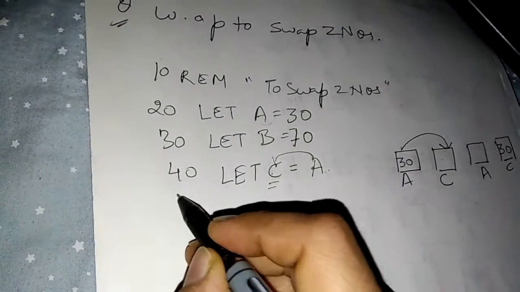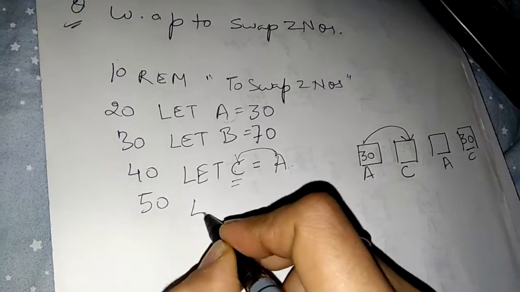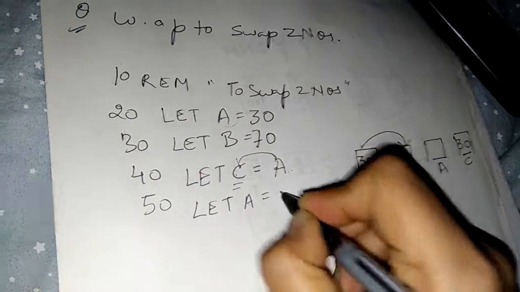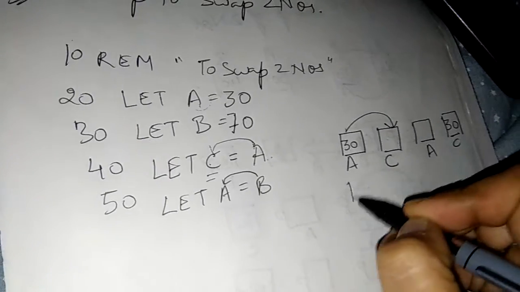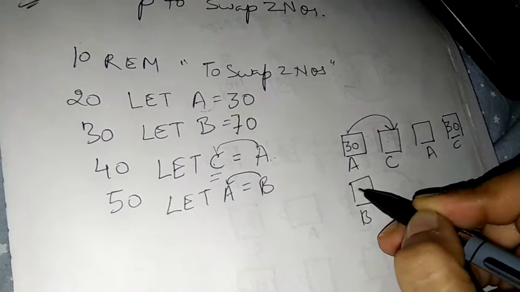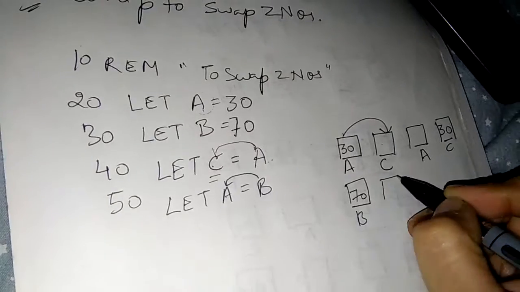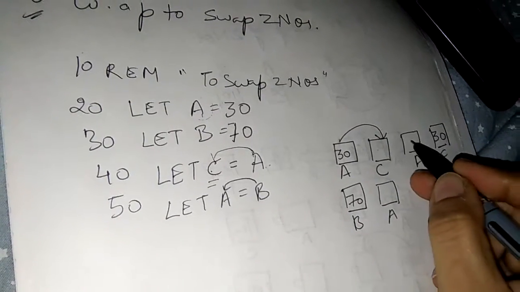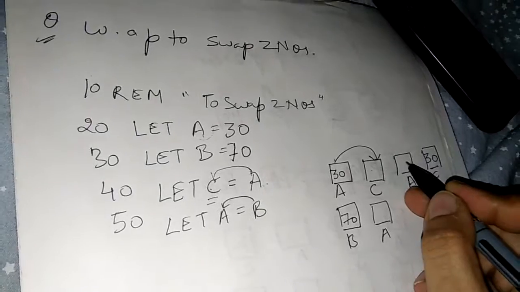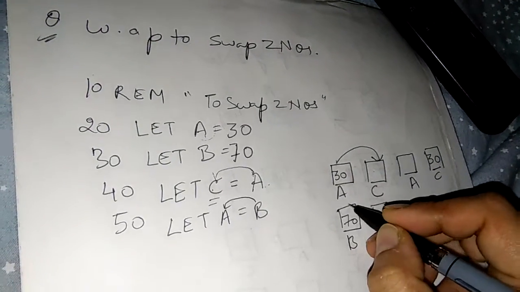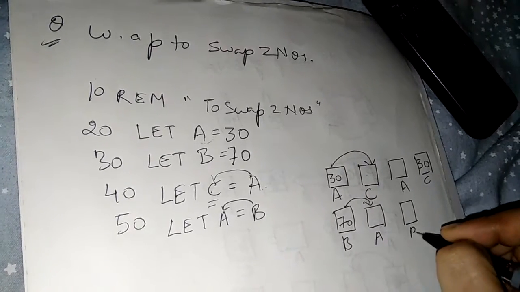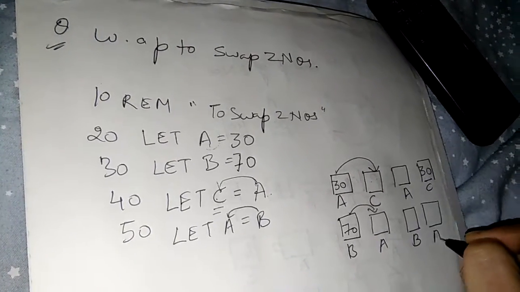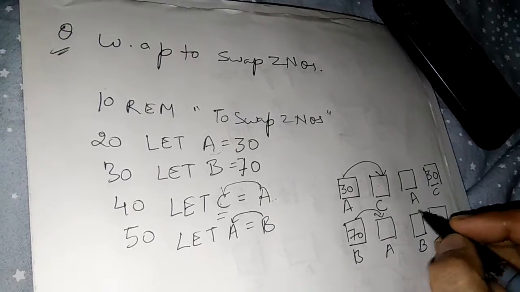Okay, now the next step. We have A as empty, so let A = B, that is, I am putting the contents of B into A. B has 70 and A was empty, since in the earlier statement A became empty. I am pouring the value 70, the content of B, into A. Now A will have 70 and B will become empty.